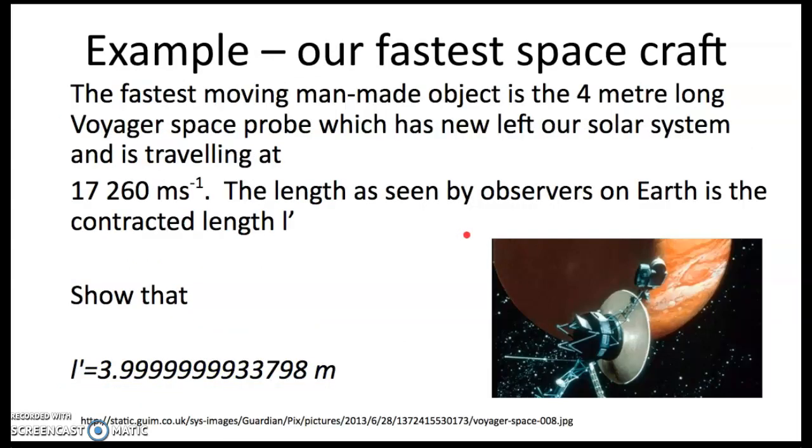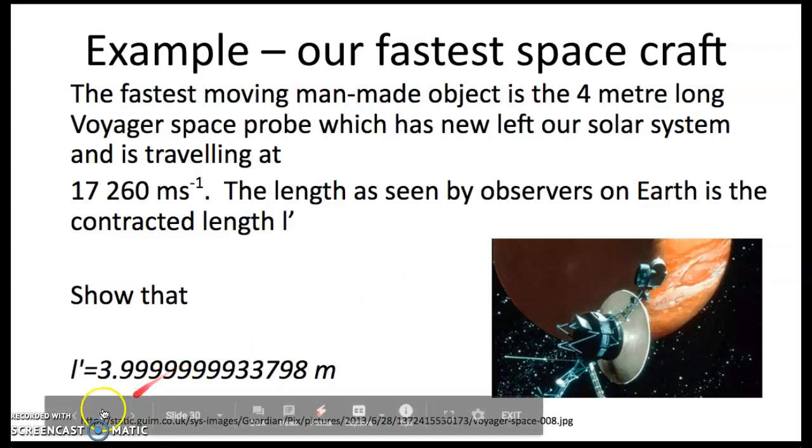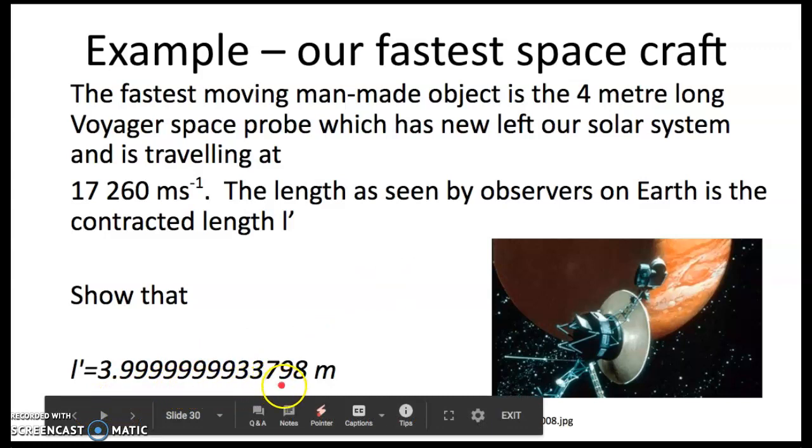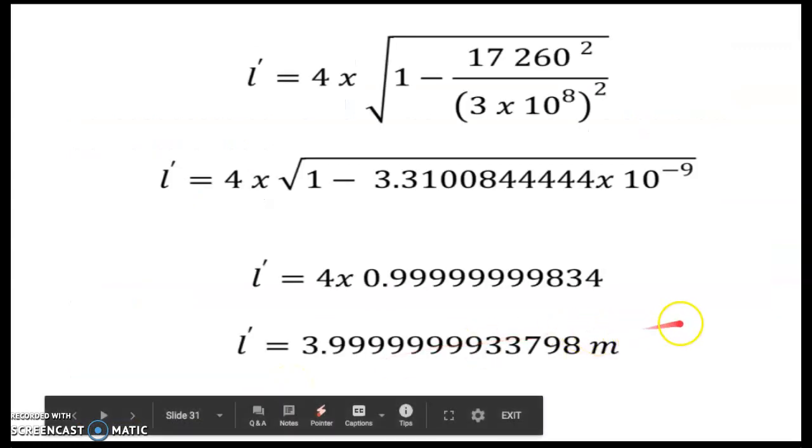So if the cyclist is going from left to right, the object becomes length contracted in that direction. So do we experience things actually contracting in length in our everyday life? Well, just like with time dilation, not really. The fastest thing that man has ever made is the Voyager space probe, which has now left the solar system, and it was traveling at 17,260 meters per second. And so you can use that equation to show that the length is actually 3.9993378 meters. So it has shortened very, very slightly, by nanometers even, in that direction that it's traveling.